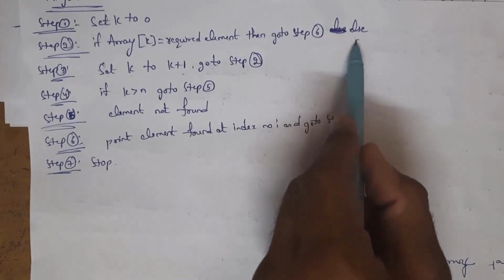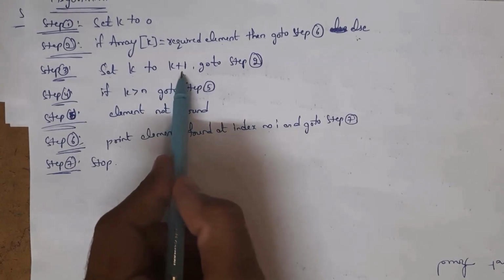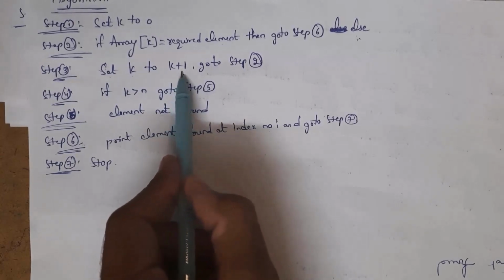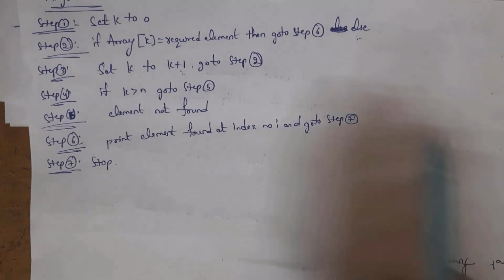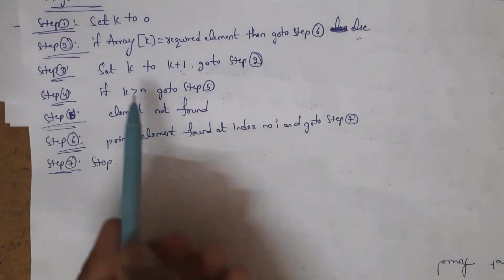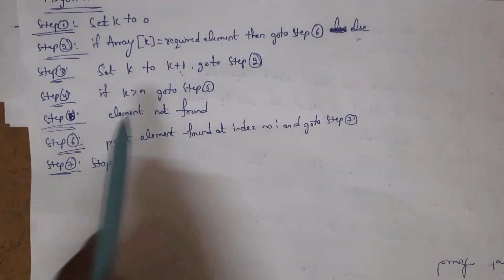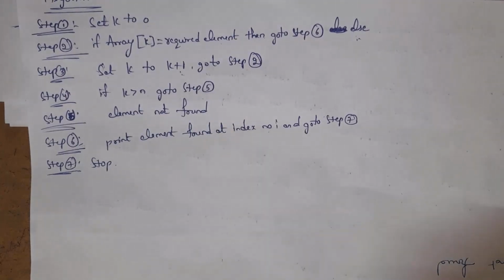Else, meaning if the k value is not equal to our required element, then set k to k plus 1. That means we will move k one step forward. After that, again go to step 2. After moving k one step forward, we again need to check whether the k value is equal to our required element or not. And in step 4, if the k value is greater than n, then go to step 5. That means we need to write element not found, as I already said in the previous example.